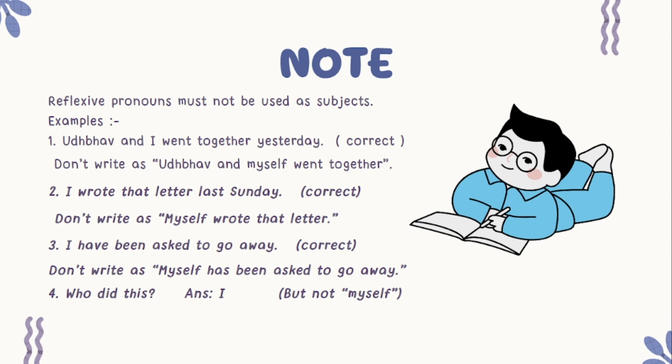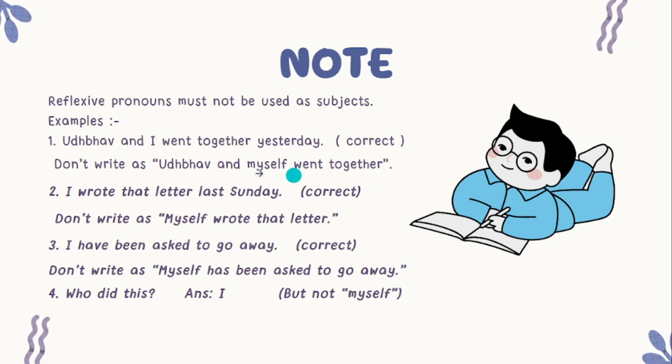Here, generally, some students or some people express like this. Udbhav and myself went together. It is wrong. Why, sir? Here in this sentence, what is subject? Udbhav and myself. In the place of subject, reflexive pronoun is not written. That's why the sentence is wrong.